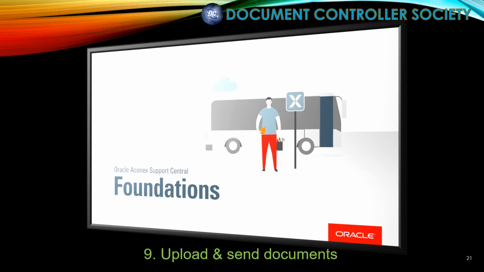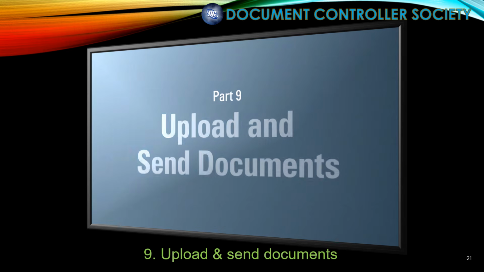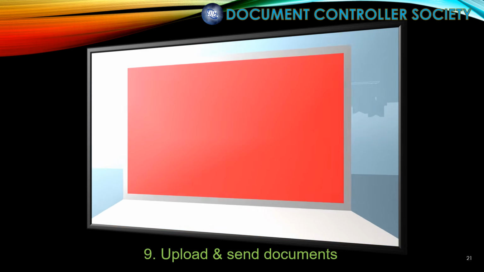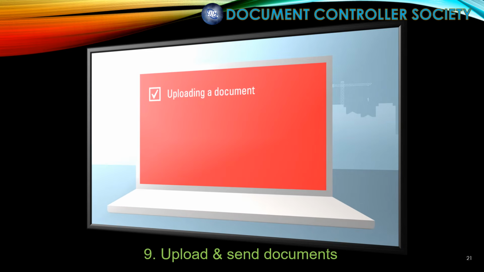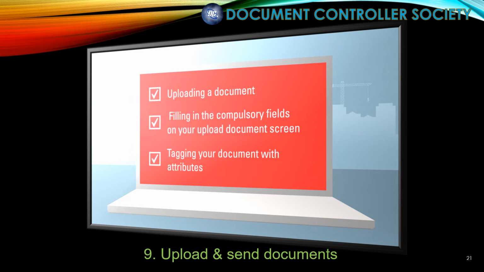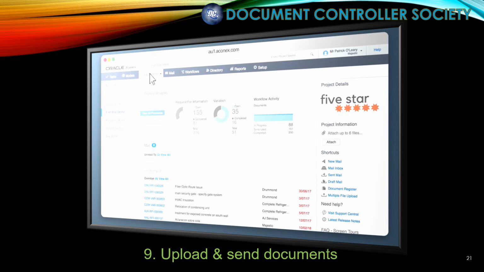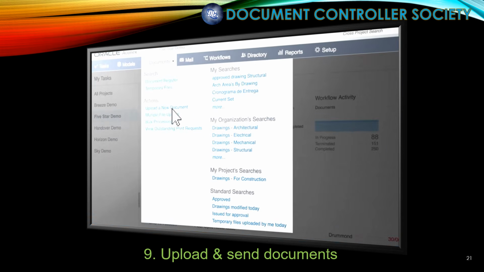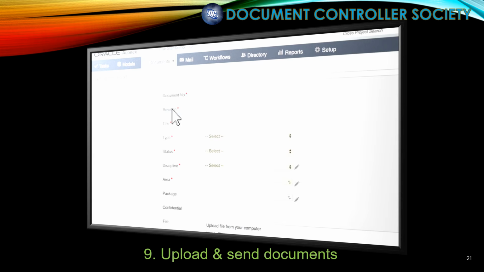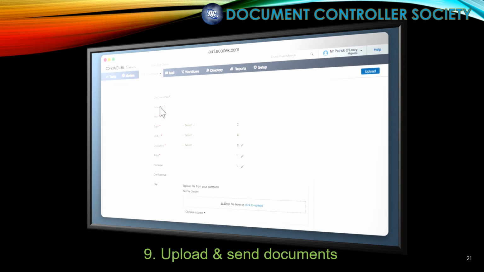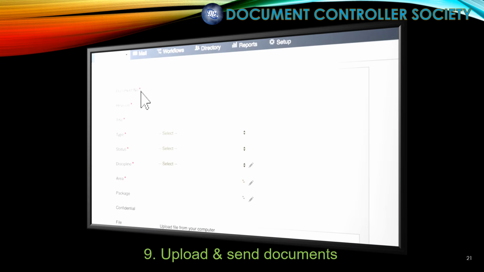In this video, we'll show you how to upload documents into your ACONEX document register. We'll go over uploading a document, filling in the compulsory fields on your upload document screen, tagging your documents with attributes. Click on the Documents menu. Under the Actions heading, the first option we have is Upload a new document. Let's click that.